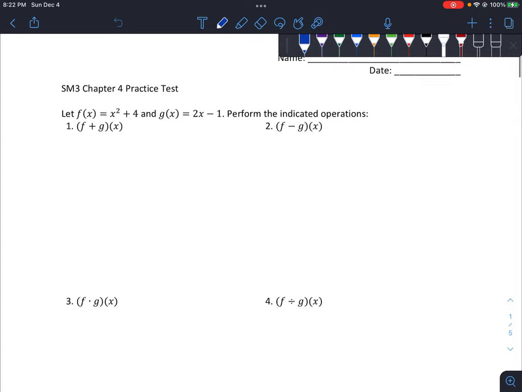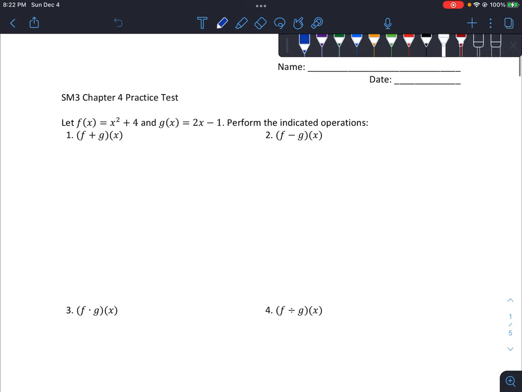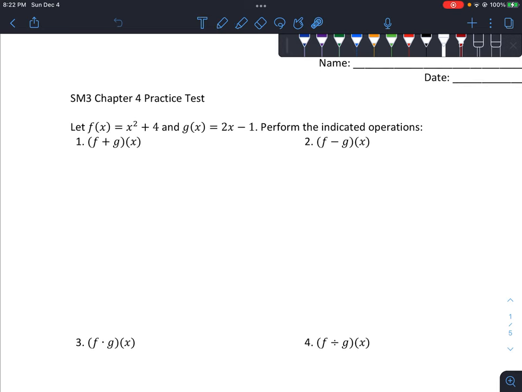So let's just start here with 1 through 6. In 1 through 6 you'll see it gives you a function f of x and a function g of x, and it says to perform the indicated operation. So for number 1, f plus g of x, I'm going to take f of x, which is x squared plus 4, and I'm going to add to it 2x minus 1.